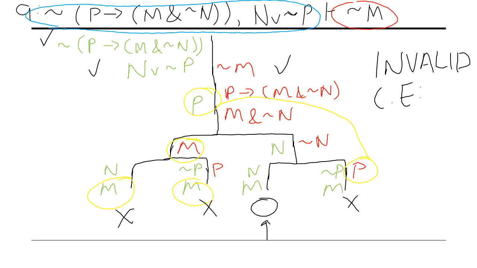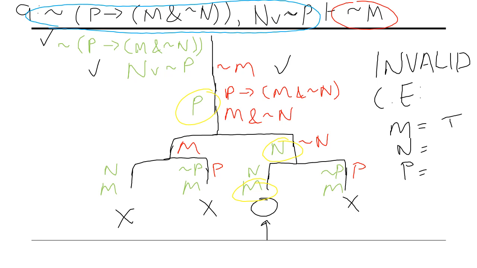Actually, let's check to see what all letters I've got. I've got M, N, and P. So, clean this up real quick. Get rid of these. So, M is on the left, N is on the left, P is on the left. So, they're all true. That's how we develop our counterexample.